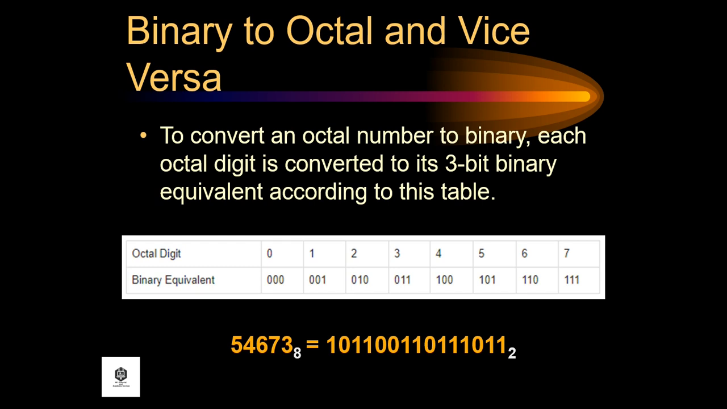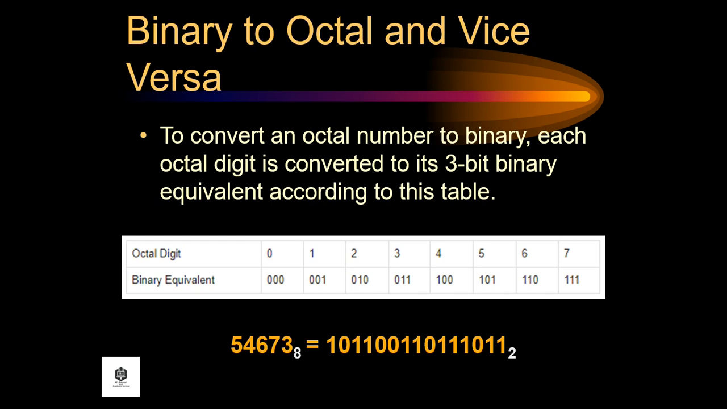equivalent according to this table. So, the binary equivalent of 0 is 0, 0, 0. Then for 1 is 0, 0, 1. For number 2 is 0, 1, 0. Number 3, 0, 1, 1. 4 is 1, 0, 0. 5 is 1, 0, 1. And 6 is 1, 1, 0. And for 7 is 1, 1, 1.